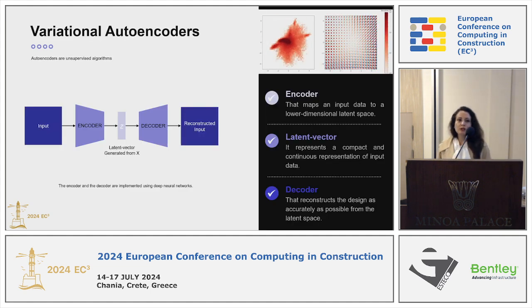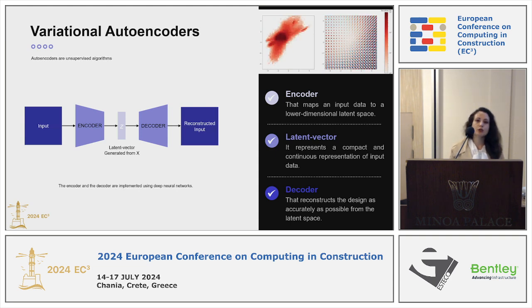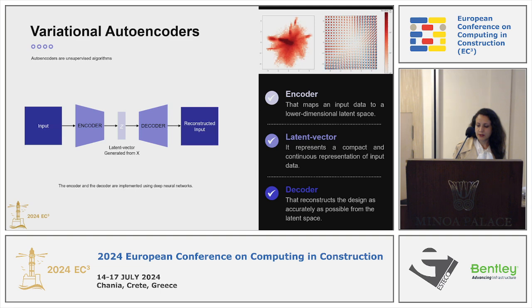Another efficient method is variational autoencoder, and autoencoders are unsupervised algorithms, and they have two main components, encoder and decoder. The encoder maps an input data to a lower dimensional latent space, and the decoder reconstructs the design as accurately as possible from the latent space. And the encoder and decoder are implemented using deep neural networks.